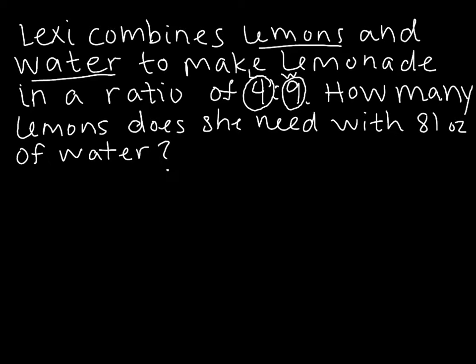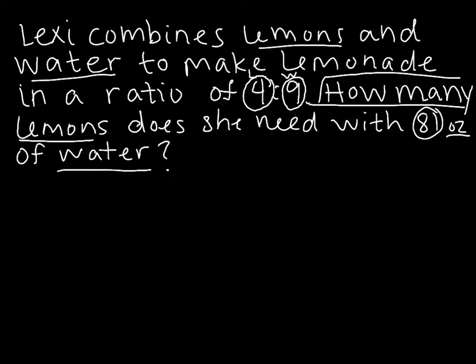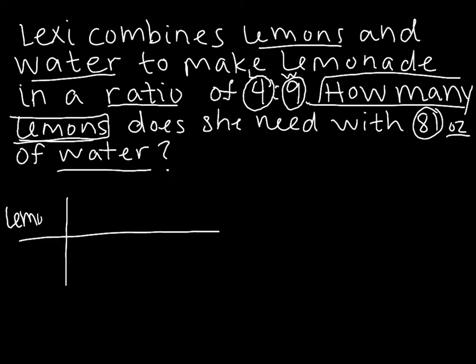That is my ratio. We have to figure out how many lemons she needs with 81 ounces of water. Okay, and I'm going to box my question: how many lemons? All right, I'm going to make a table to solve this problem because it is proportional. It says the word ratio here in our problem. And I'm going to put lemons to water.